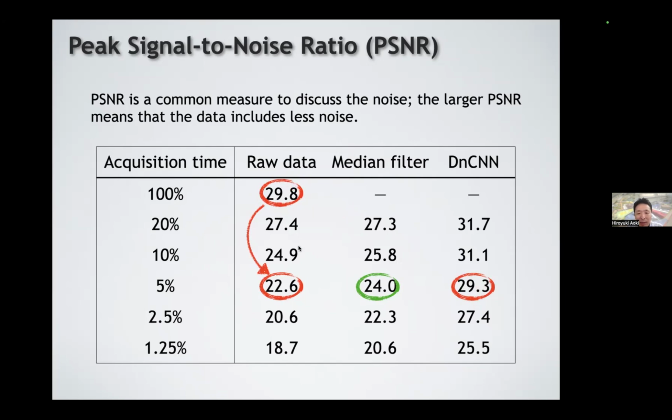So this indicates that our DnCNN can reduce the data acquisition time to almost 10% or 5%, something like that.